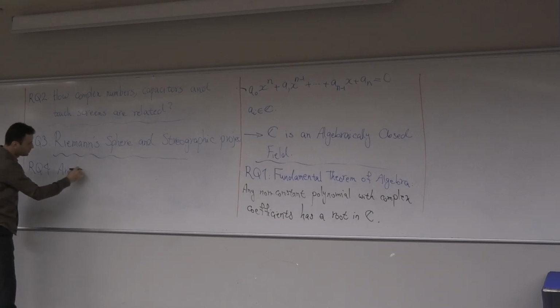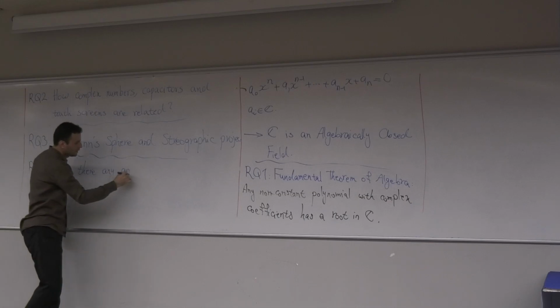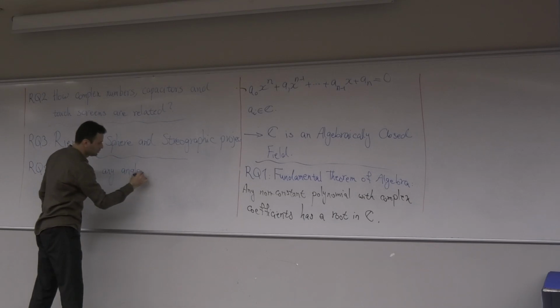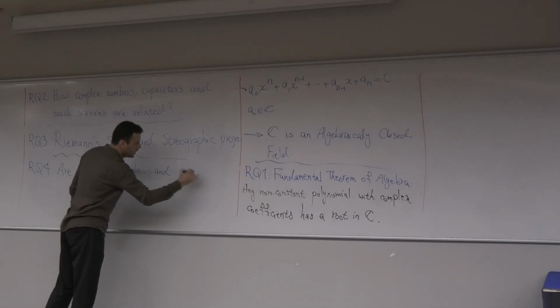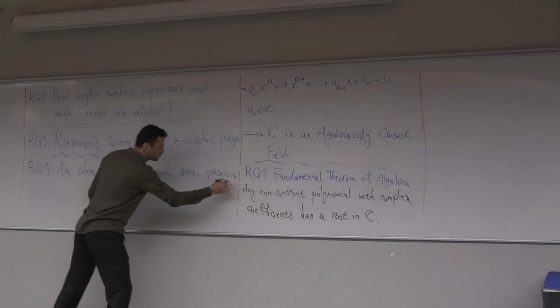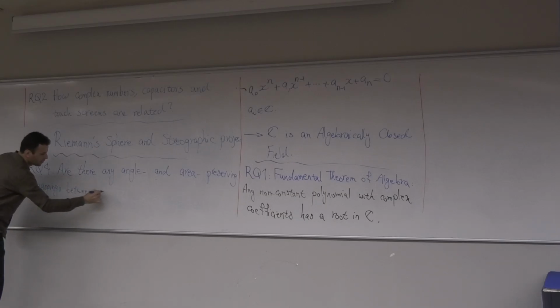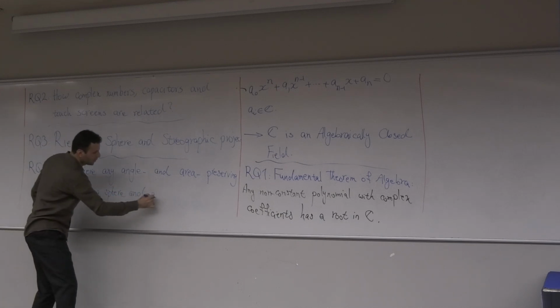Are there any angle-preserving and area-preserving mappings between a sphere and a plane?